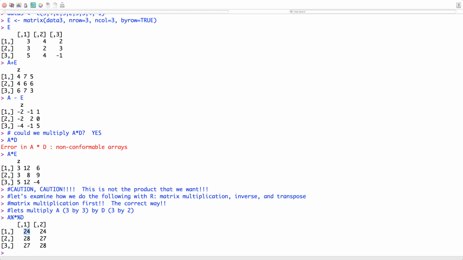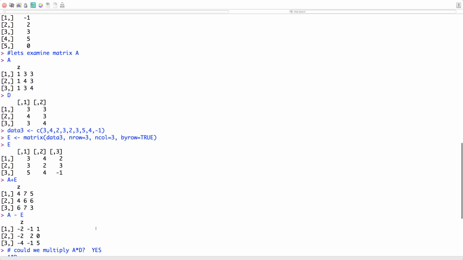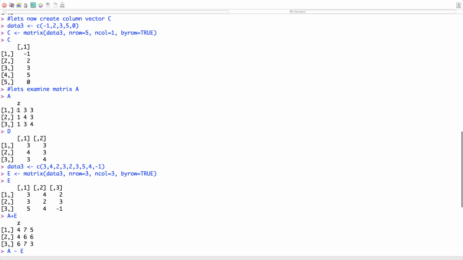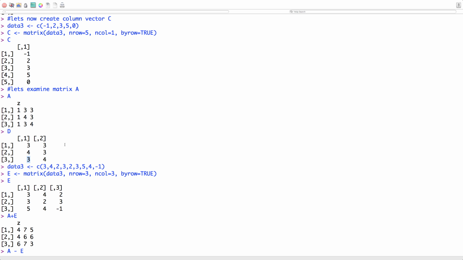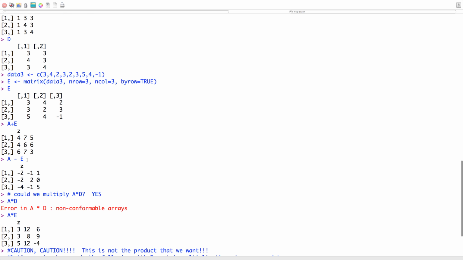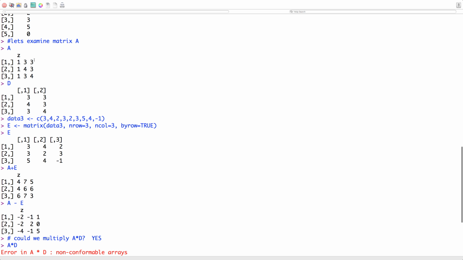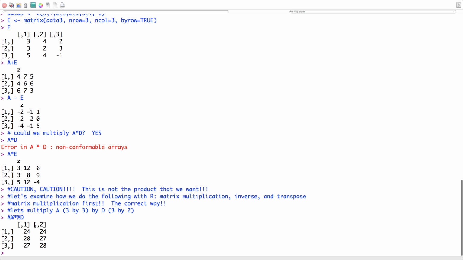Now, let's go back and check. And remember, this 24 would come from what? A linear combination of the row 1 of A and the column 1 of D. So when we go back up here to A and D, we're going to do a linear combination of 1, 3, 3 with 3, 4, 3. So guys, we can do it in our head because we're clever that way, okay? So 1 times 3 is 3, 4 times 3 is 12, and 3 times 3 is 9. Wait a minute, I don't think I did that right. So we have 1 times 3 is 3, 4 times 3 is 12, 15, and 3 times 3 is 9, so we get 24.